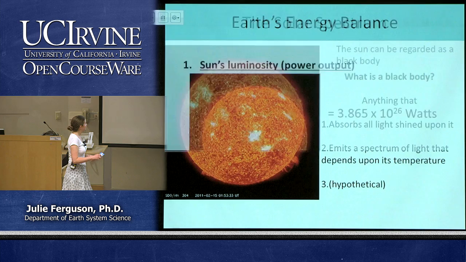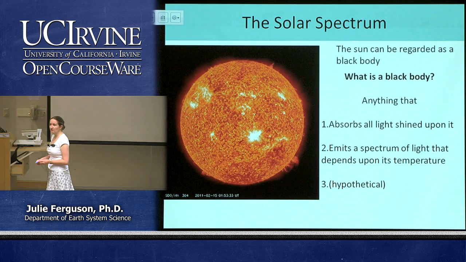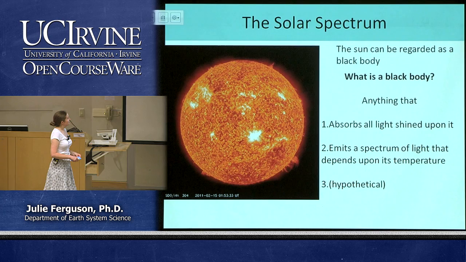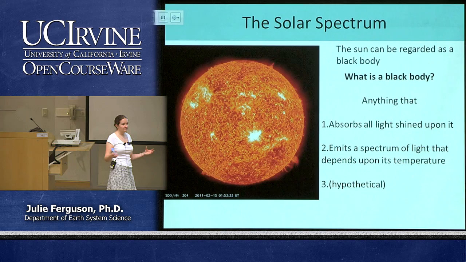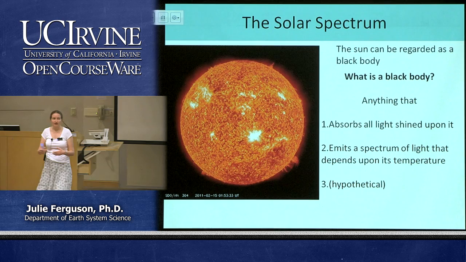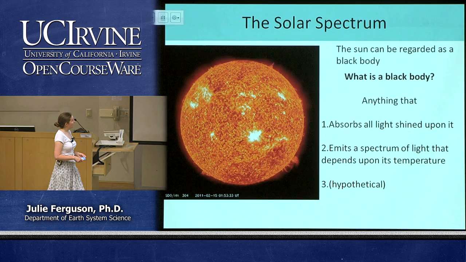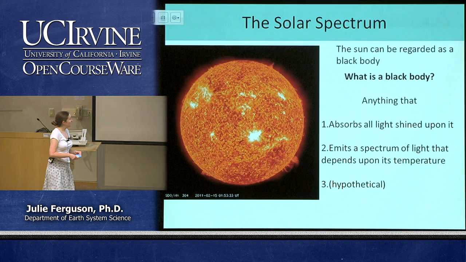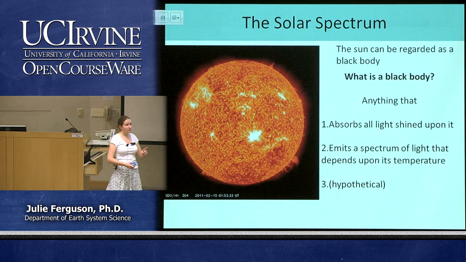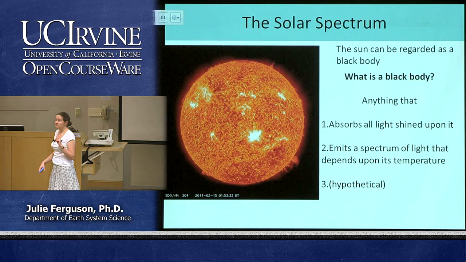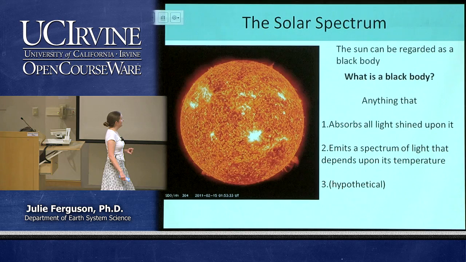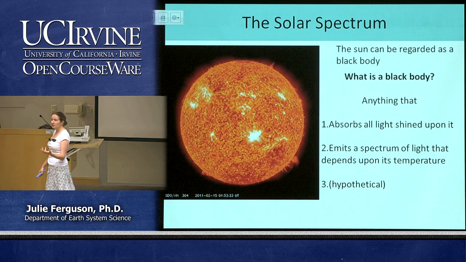Okay, so I wanted to introduce a little bit more about the sun because there are a couple of things that are going to be important for later parts of this lecture. So I want to introduce this idea of a black body, okay? This is something that physics came up with in order to allow us to create certain laws which predict the behavior of things that emit radiation. A black body is a hypothetical thing. Nothing behaves perfectly like a black body, but it absorbs all of the light shined upon it. And then, most importantly for us today, it emits a spectrum of light that depends on its temperature. Okay? So it emits a spectrum of light that depends on its temperature. And we can treat the sun like a black body. It behaves close enough that we can really do that.